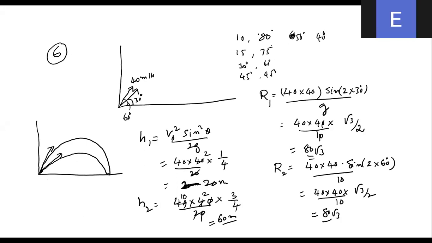Like this, for all these angles, the ranges are the same, common, but the heights will be different. The heights ratio will be tan square theta, and the time ratio will be tan theta. So time will be different, height will be different, but R will be the same. Okay. Yes, sir.